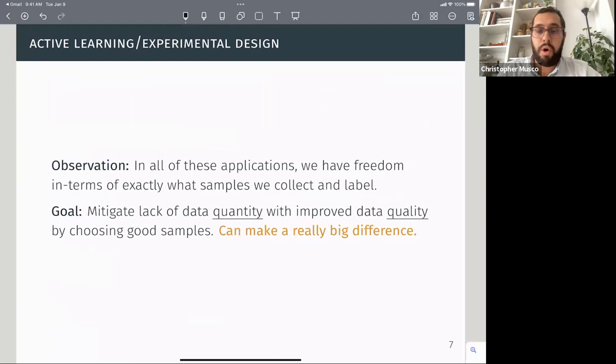One observation is that in many of these applications, it's expensive to collect data, but we have control over exactly what data examples we label. So we can choose where to dig our holes to sample the soil. We can choose how to set the parameters of the chemical reaction. We can choose what parameters to solve the differential equation for. And many times, the ability to choose samples in a smart way, which I think of as improving the quality of our data, can mitigate the lack of data quantity. So we might not have a lot of samples, but we can choose exactly what data examples get labeled, and that can really work in our favor to have a huge benefit.